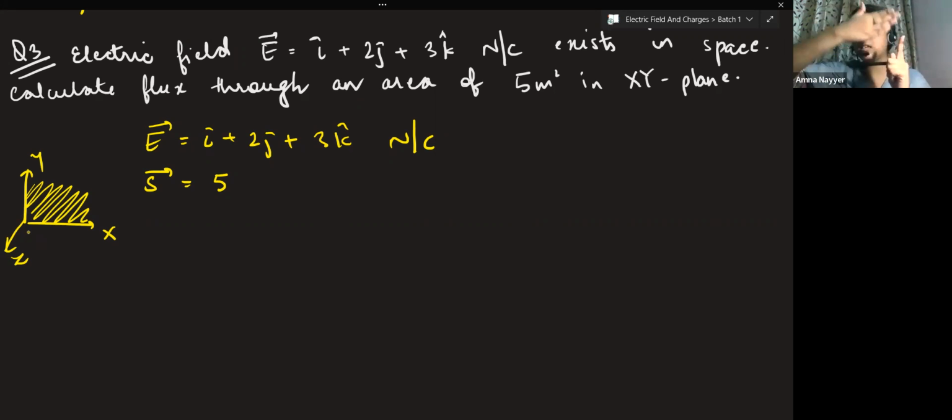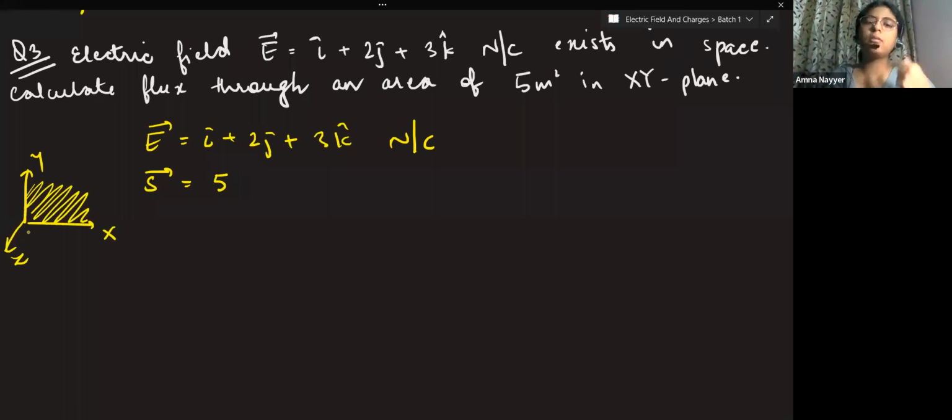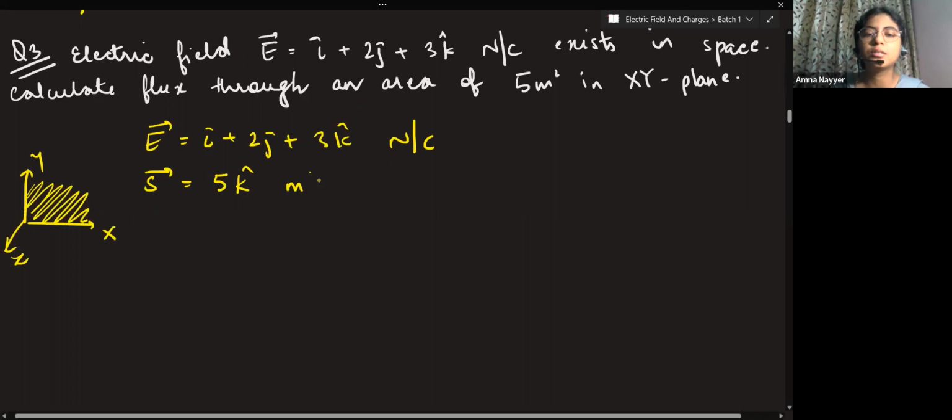This is the plane surface. Now you are dropping a perpendicular to this plane surface, and that will point in the z-axis. And yes, Hania, you tell me what is the unit vector that we use for the z-axis? K cap. So it will be 5 K cap meter square. Now we can calculate the answers.